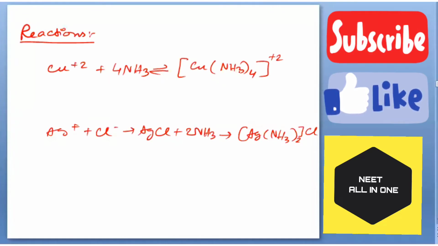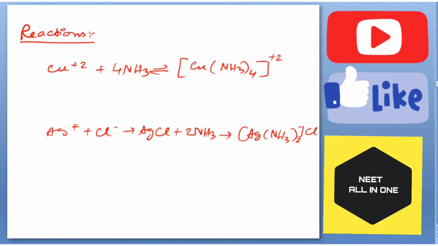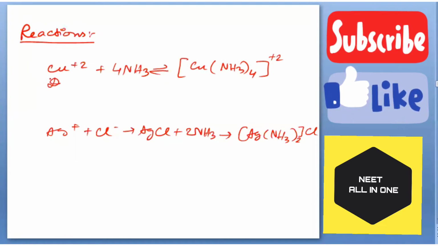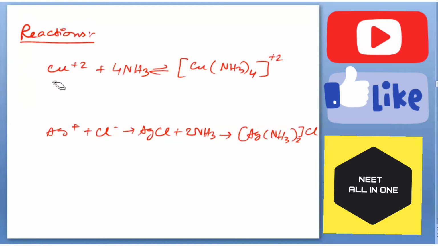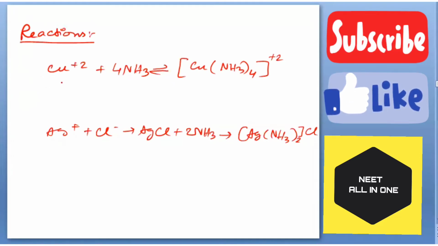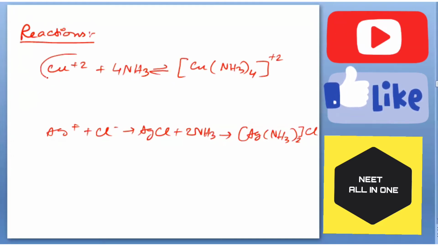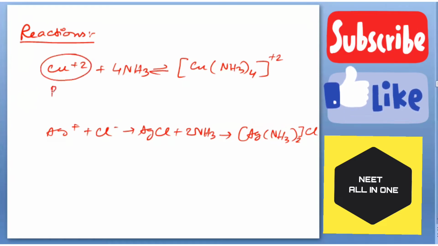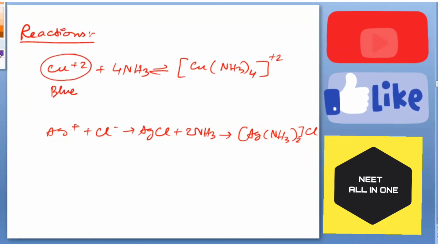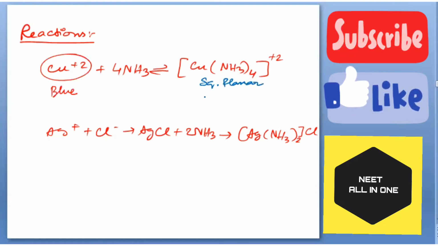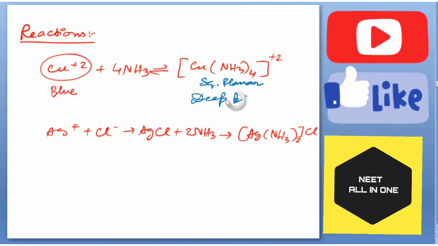Next are some reactions of ammonia, that is Cu2+ plus 4NH3 forms [Cu(NH3)4]2+. Now this compound has a special property in aqueous solution. The Cu2+ in aqueous solution is blue in color. But when it is reacted with ammonia, it forms a square planar structure, that is [Cu(NH3)4]2+, and its color will be deep blue.